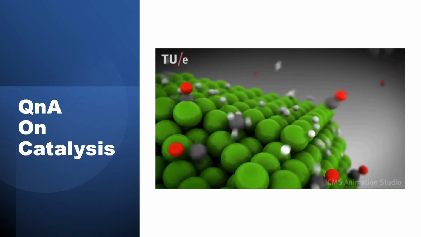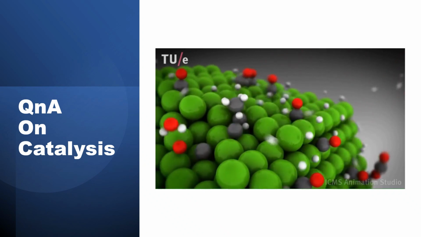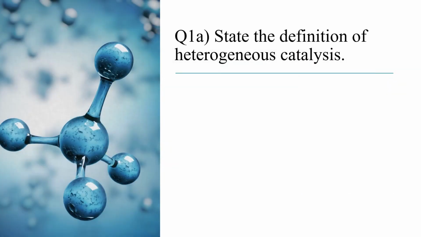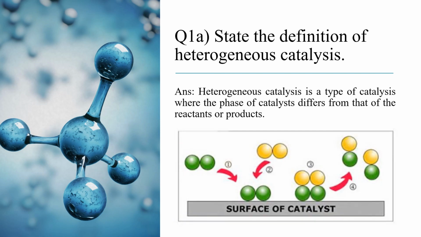Now, let's take a look at some questions and answers on catalysis. The first question is, state the definition of heterogeneous catalysis. Well, heterogeneous catalysis is a type of catalysis where the phase of the catalyst differs from that of the reactants or products. That means the catalyst might be a solid and the reactants or products might be in another phase, which may be gas or liquid.